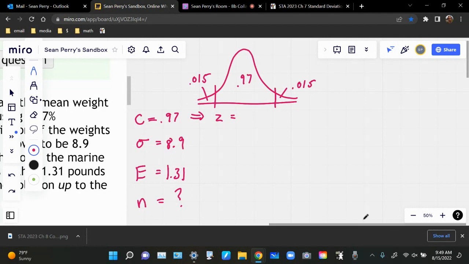Well, if I look up inverse norm in my calculator of 0.015, it's going to give me this z-score here, which is going to be a negative z-score. If I want the positive z-score, I could then just take the negative of this. This is a one-line input into your calculator that you can use to find z-scores for your confidence interval. Take whatever your confidence is, take it away from 1, and divide it by 2. Put this into inverse norm, and then take the negative, and we'll get our z-score.